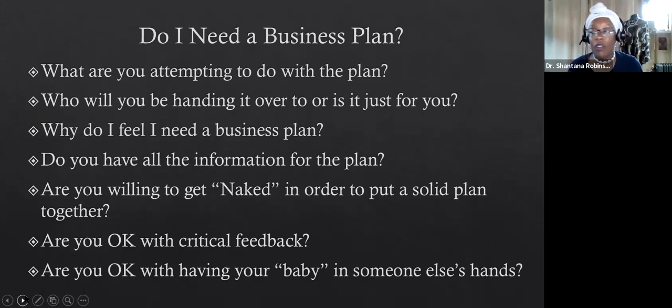The other side of that equation is, do I really need a business plan? Some of the questions you should ask yourself before you even dive down that rabbit hole is, what are you attempting to do with the plan? So many times I have people, particularly that call on the LIFT Fund side of the house, who say, well, I was told I need a business plan, but I really don't know if I truly need one. Or, I think I need a business plan, but I'm not even sure where to start, what I should put in it, how much money I actually need. I have this idea, but I don't know what to do with it from there, right?